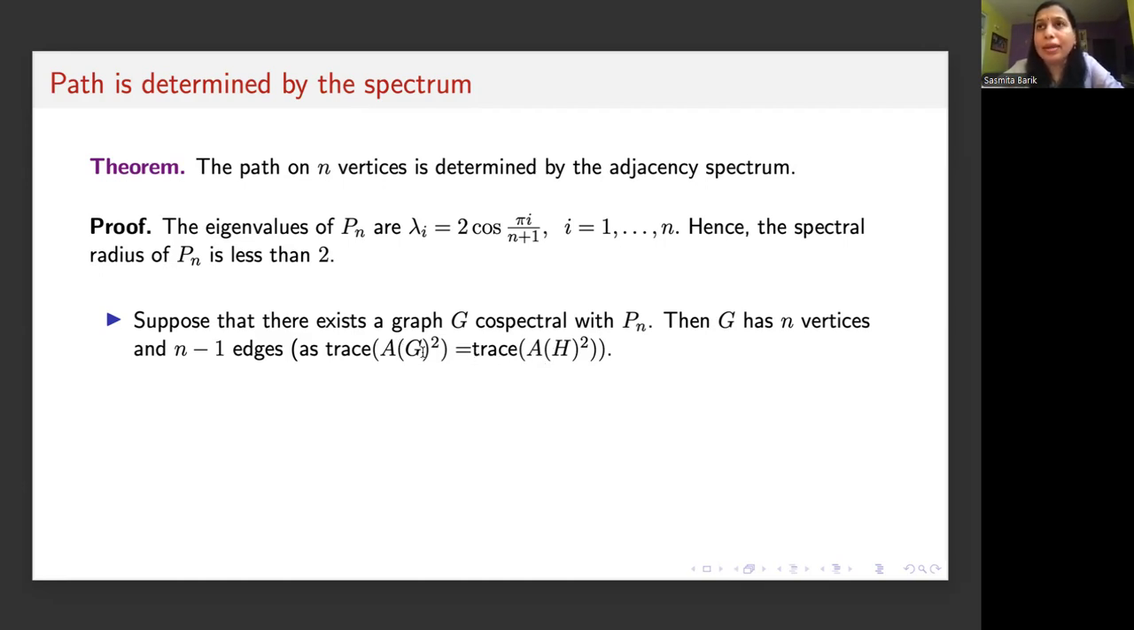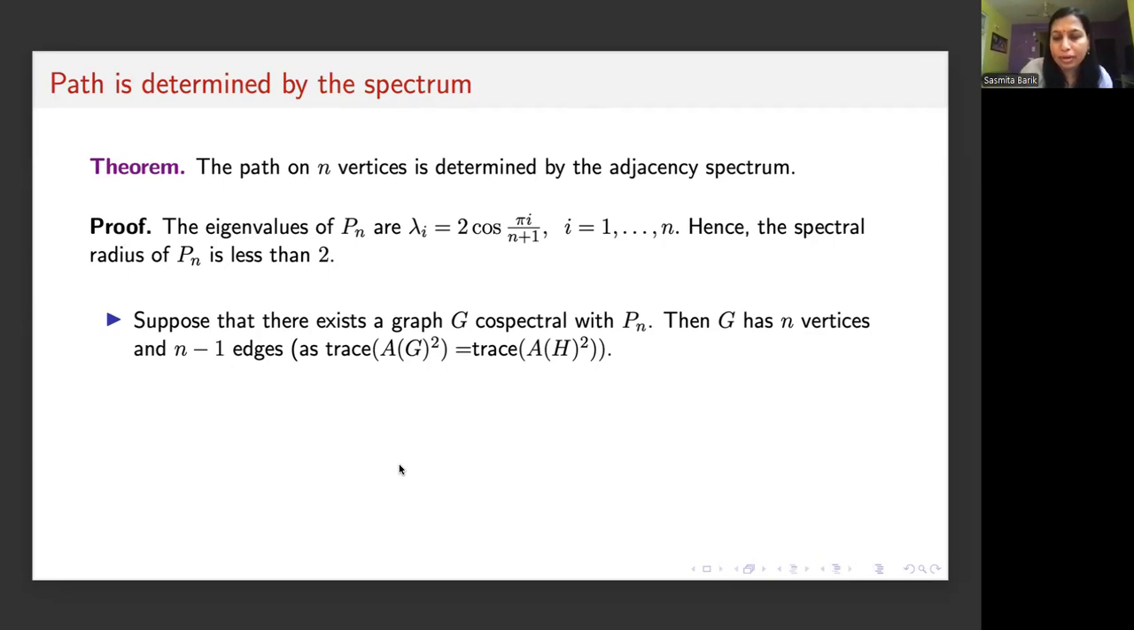And in AG square, the diagonal entries, if I take the trace of AG square, that is the sum of the degrees, and that gives the number of edges. So the number of edges in your G must be equal to the number of edges in your Pn. Pn has n minus 1 edges, so G must have n minus 1 edges. So if some graph is co-spectral with Pn, then it has n vertices and n minus 1 edges.